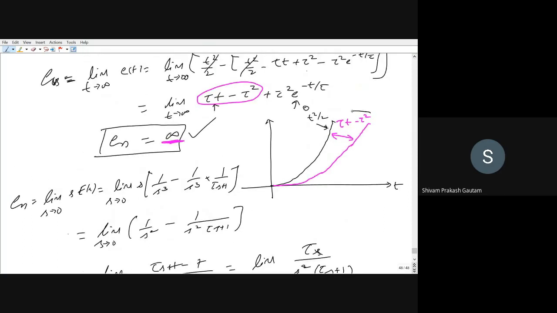Why is it infinite? You can see there is a difference between input and output, and at infinite time the error will be infinite. So this is not a controlled system. Is it okay?